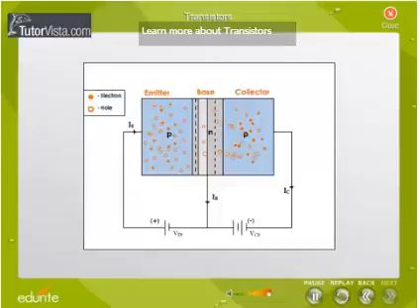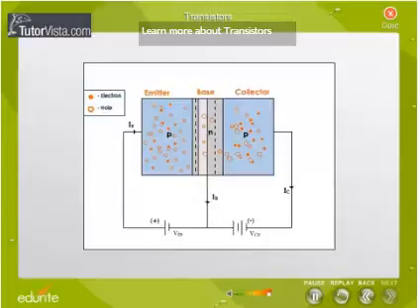These holes have a tendency to combine with the electrons in the N region of the base. Only a few holes are able to combine with the electrons in the base region, giving only a small base current, IB, because the base is lightly doped and very thin.